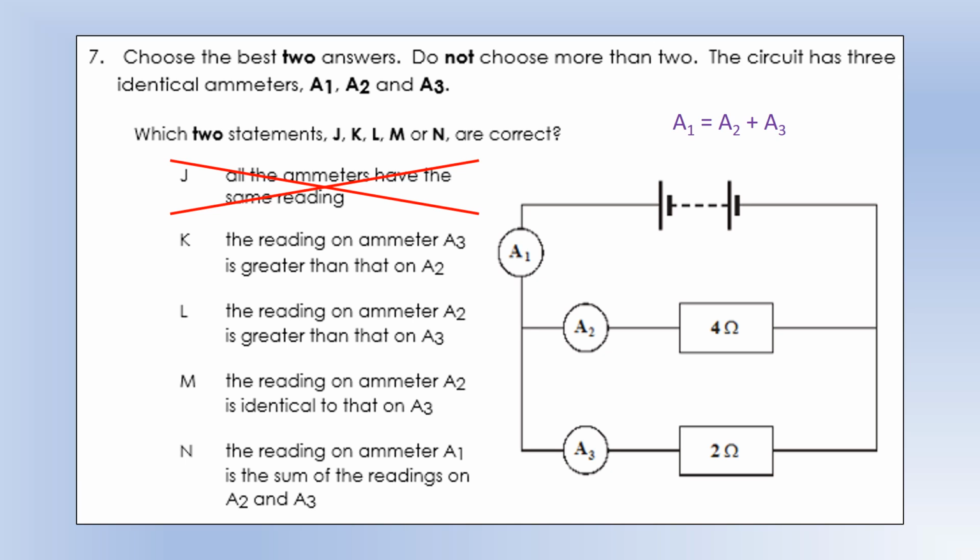A2 is greater than A3? No, the resistance for A2 is much bigger, so the current is going to be lower, so that doesn't make sense. The reading on ammeter A2 is identical to that of A3? Well, they've got different resistances, so why would they be? And the reading on A1 is the sum of A2 and A3? Yes, that's exactly right.